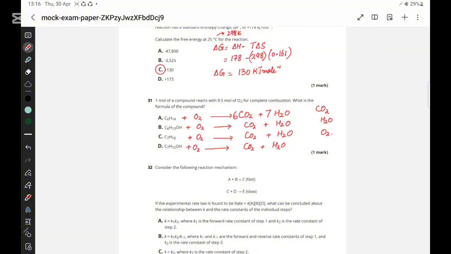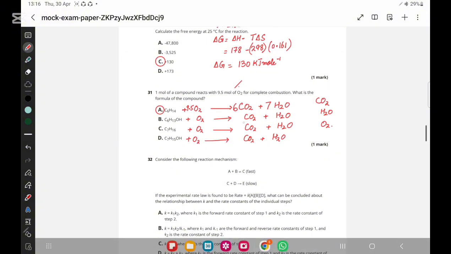So how many oxygens does it become? 6 2s are 12. 12 plus 7 is 19. So 19 are there. In order to balance it, I have to put 9.5 O2 here. So it is balanced, and we also need 9.5 moles of oxygen. So our answer is A. Let's do it for the second part as well.